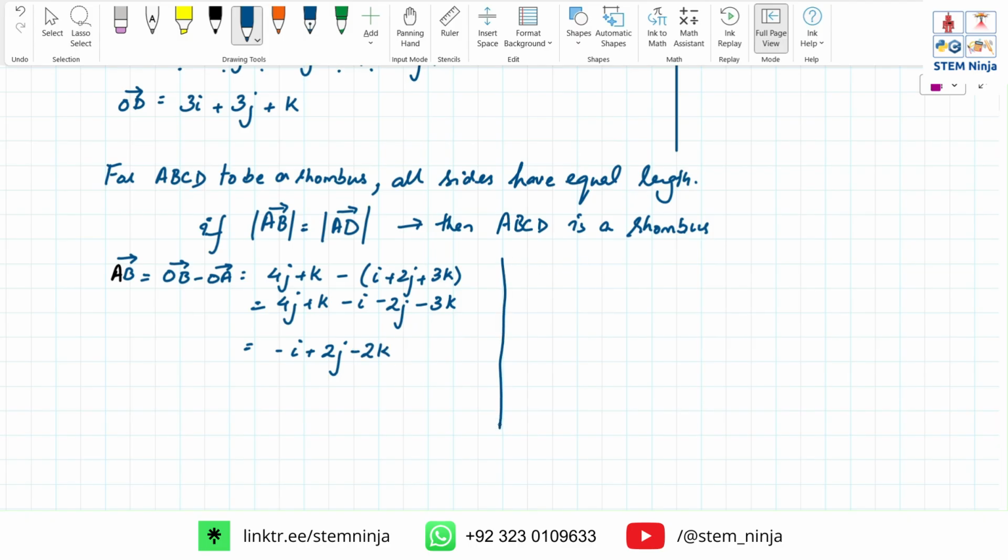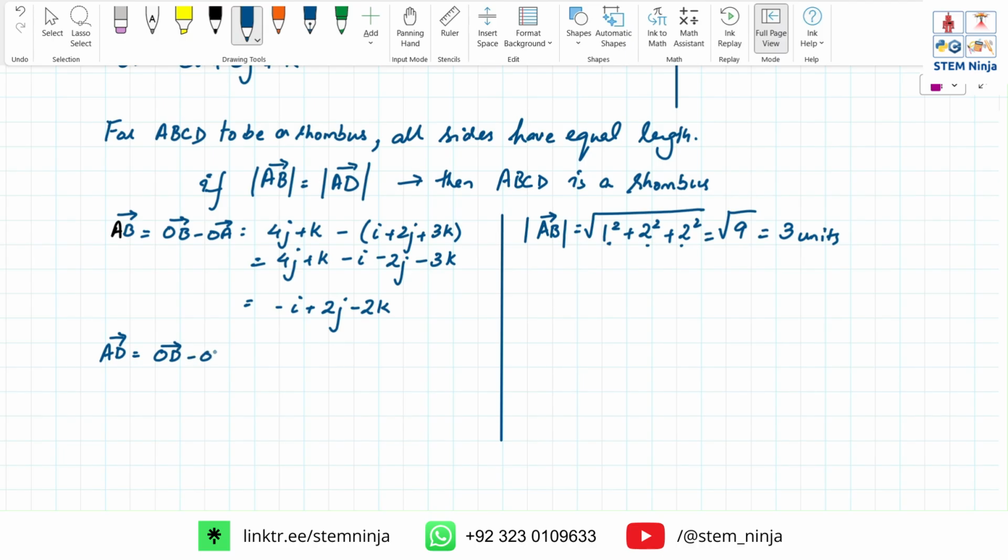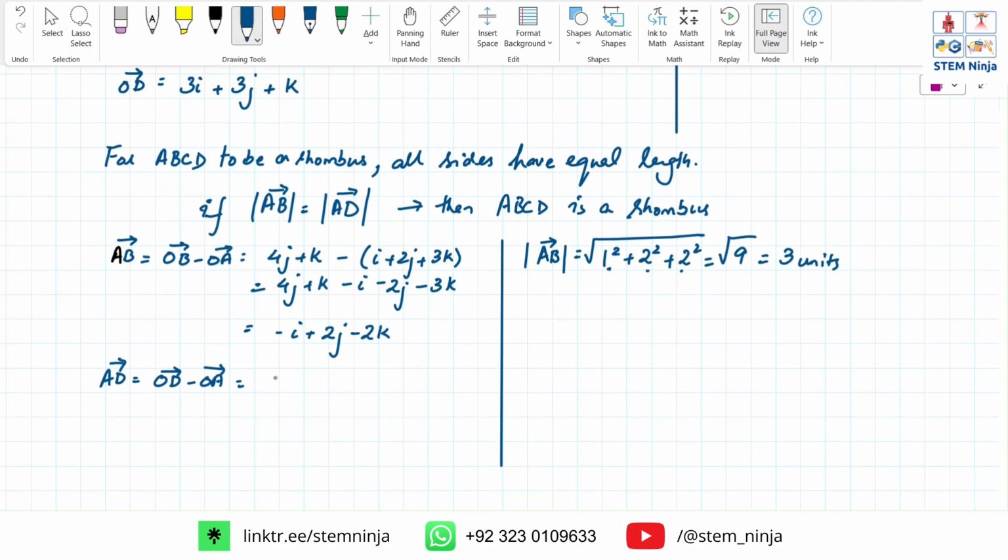So the magnitude of AB would be the square root of 1 squared plus 2 squared plus 2 squared. So 1 plus 4 plus 4 is 9. So the length or magnitude is 3 units. We need to do the same thing with AD. So OD minus OA. So OD we have found out to be 3, 3, 1.